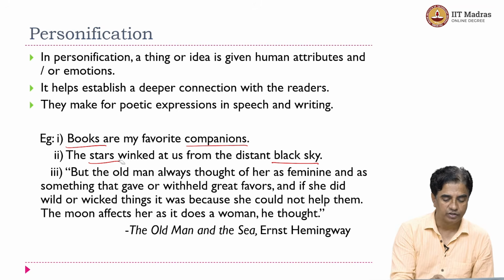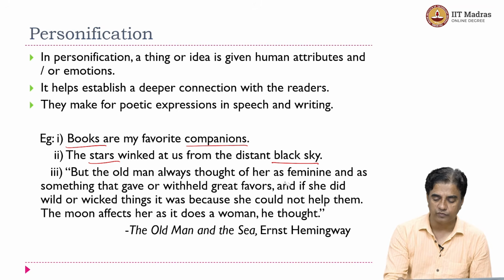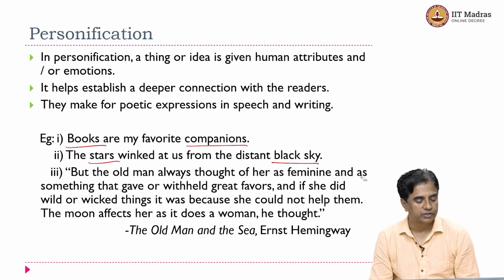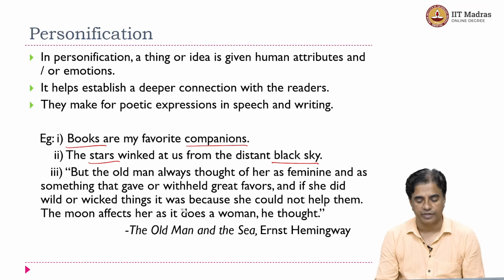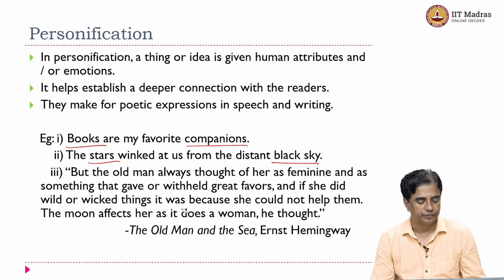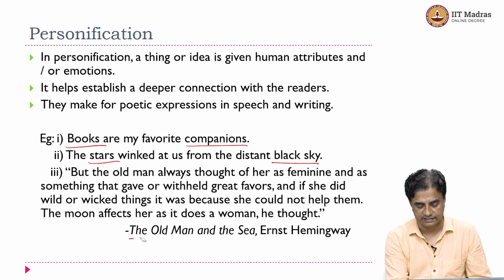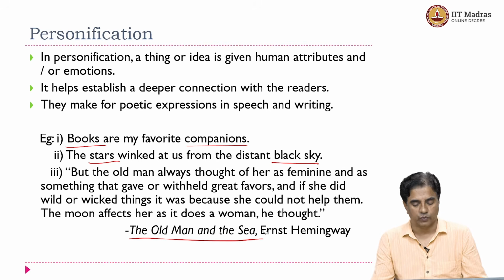Look at the third example. But the old man always thought of her as feminine and as something that gave or withheld great favors. And if she did wild or wicked things, it was because she could not help them. The moon affects her as it does a woman, he thought. Look at it, Ernest Hemingway in The Old Man and the Sea. This sentence has examples of personification.